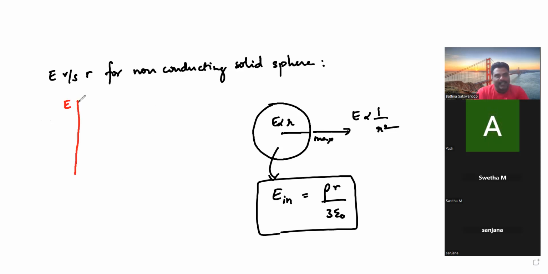So first, we are plotting a graph for E and R. Directly proportional. So until the R value becomes capital R, it is directly proportional, which means the graph will be like this, correct? Here it will achieve its maximum value. From there it will fall off. Correct, Amma? Yes.